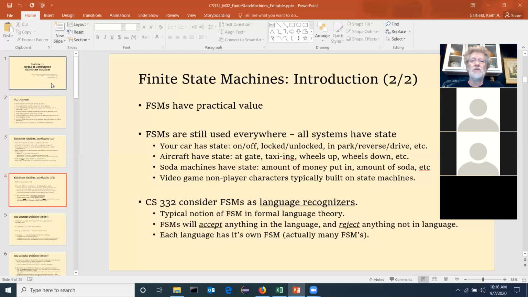So now we have language recognizers, at least the idea of it. If we don't know if a string is in the language or not, we feed it into the finite state machine, and if it accepts it, then we know that string was in the language, and if it rejects it, we know that string was not in the language.